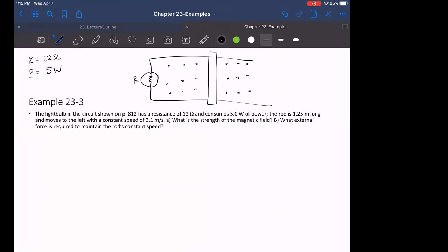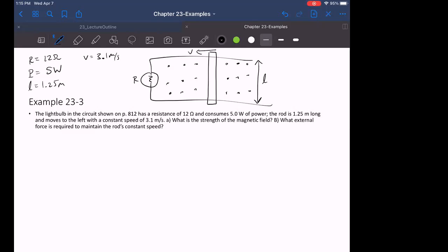The rod is 1.25 meters long. Let's call that L. It moves to the left with a constant speed, in this direction, speed of 3.1 meters per second. What is the strength of the magnetic field? What external force is required to maintain the rod's constant speed?